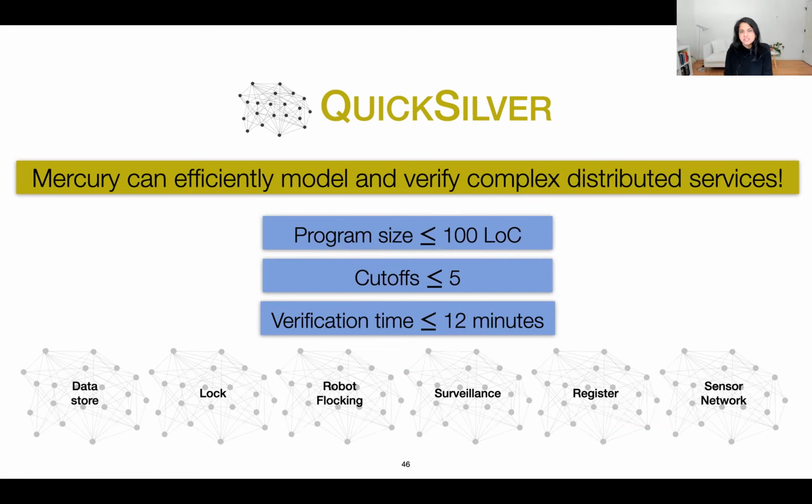And we have a variety of benchmarks that I mentioned before, including the distributed data store that I showed you earlier. There's also a sensor network, distributed register, and so on. I'm not going to show you the exact numbers for all of these benchmarks. What I want you to take away is that our modeling language can efficiently model complex distributed services, and it can efficiently verify these complex distributed services. So the Mercury models for all our benchmarks were within 100 lines of code. The cutoffs were all within 5 processes, and the total verification time was within 12 minutes. Okay, so this is fully automated, decidable verification of these distributed services, once you assume that their underlying protocols are abstracted.